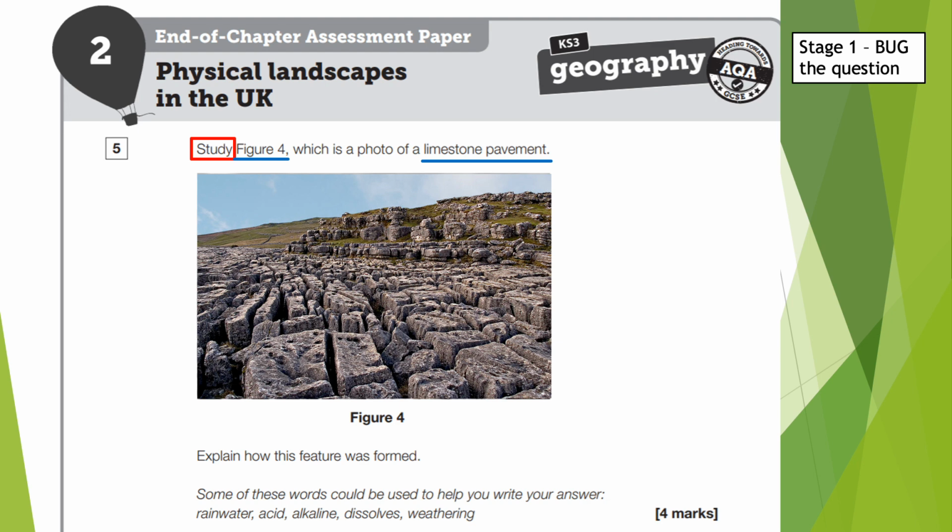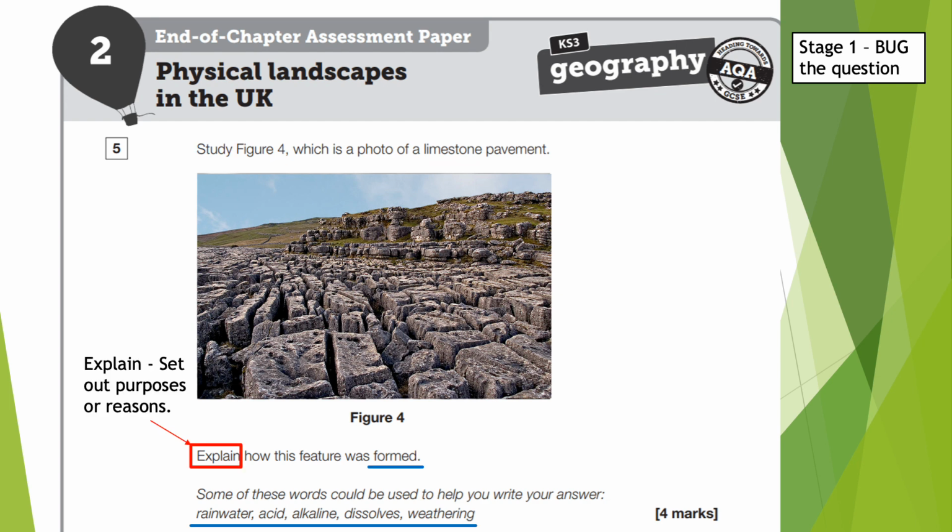So we'll start off by putting a box around the word study. Okay, you're going to need to look closely at it. Underlining figure 4, that's the figure from the question. And I've also underlined limestone pavement. Okay, we know that everything we write about in this answer should be to do with limestone pavements.